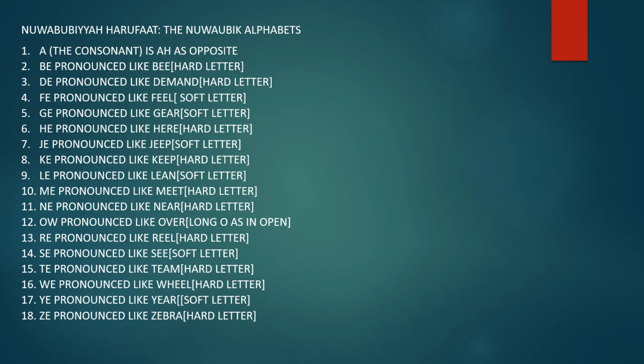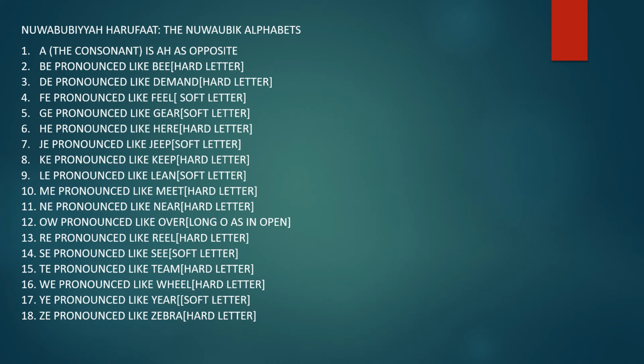Number 16. The 16th letter of the Nuwaubik alphabet is we. And it's pronounced like wheel. And this letter is hard. So when the A comes after it, it is pronounced as in wa, as in the Nuwaubik word for and, ni wa hia, me and her, or hia wa ana, she and I, wa.